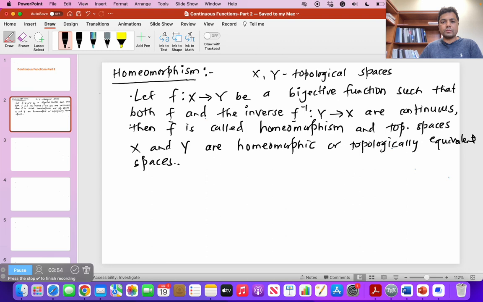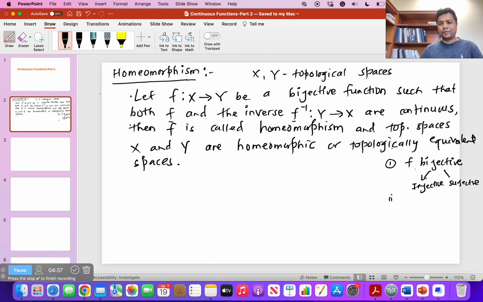Okay, so you can see from the definition, if you simply have a function from a topological space X to Y, then in order for that function to be a homeomorphism, these are the three things it should satisfy. The first one: f has to be bijective. Bijective means it has to be both injective and surjective. So that's the first condition.